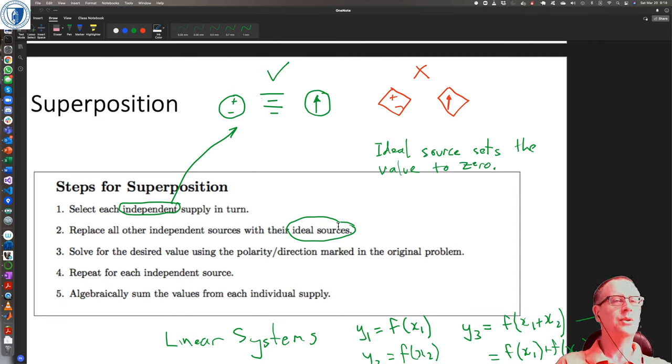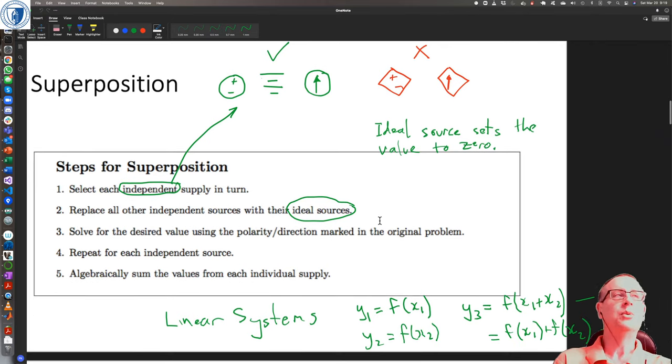And I think I talked about how linearity is related to superposition, and this is a property of linearity of the system. It doesn't always apply if the system is not linear, but everything in this course is a linear system, except maybe some of the transient stuff we're going to do towards the end. Everything else is linear.